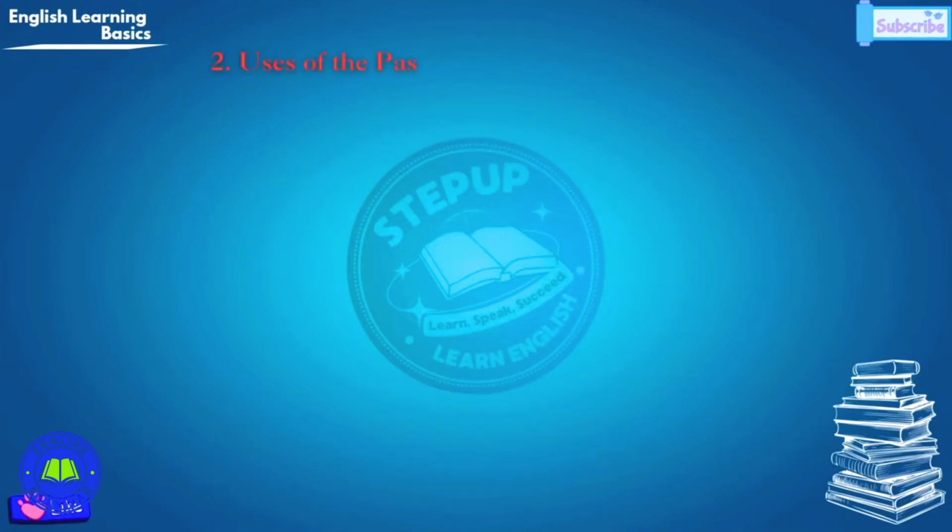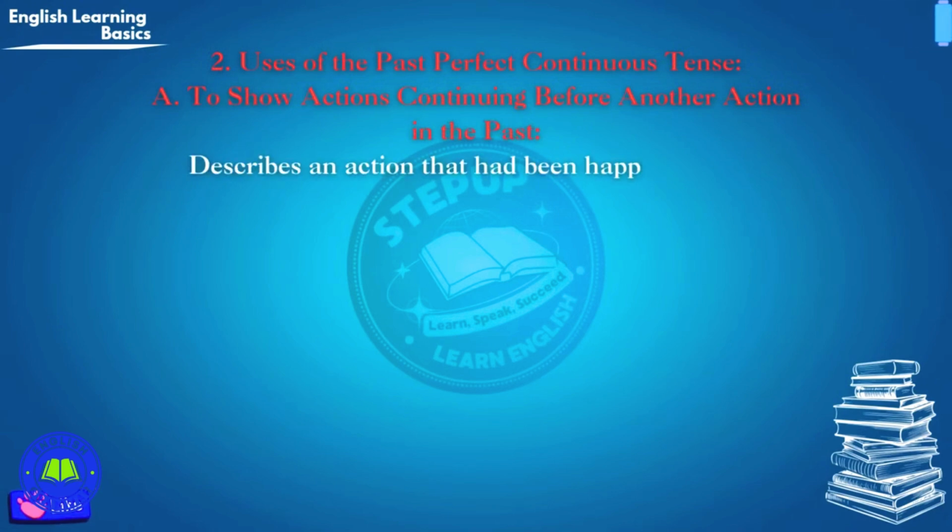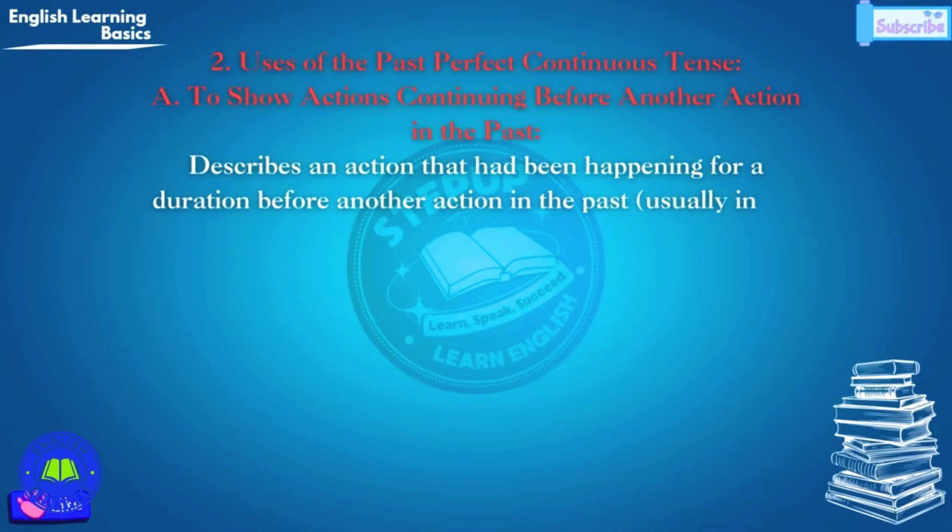Two. Uses of the past perfect continuous tense. A. To show actions continuing before another action in the past. Describes an action that had been happening for a duration before another action in the past, usually in the past simple.